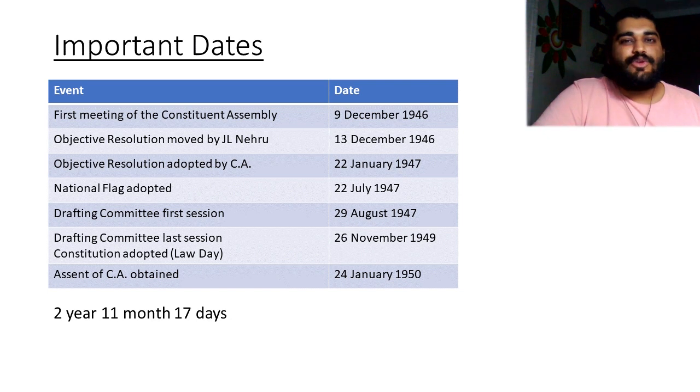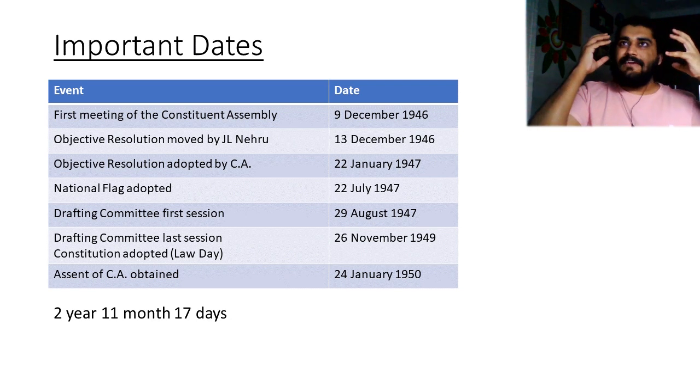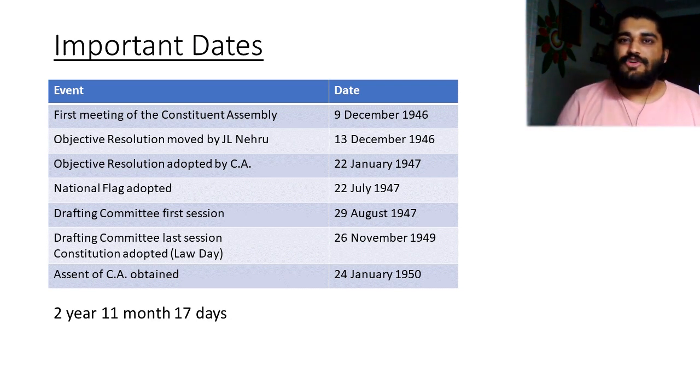Another important date that you need to know is when the Constituent Assembly signed its assent onto the Constitution. The Constitution was prepared by all of these people who came together and gave their insights and thoughts into the Constitution. That is certified by the fact that all of them came together and signed the Constitution. This signature was obtained on the 24th of January 1950.